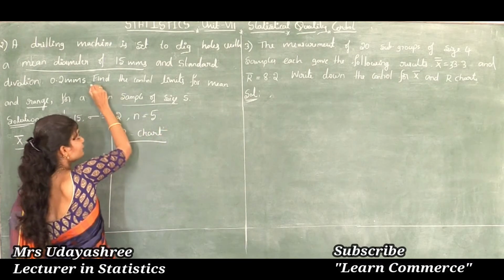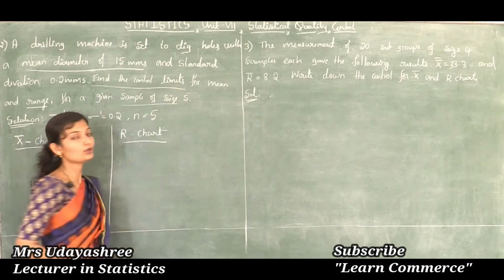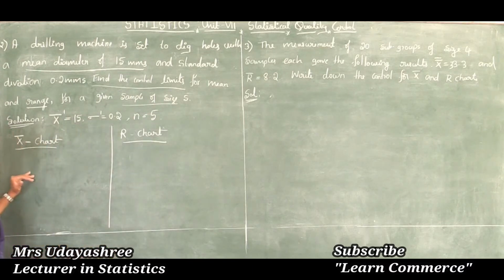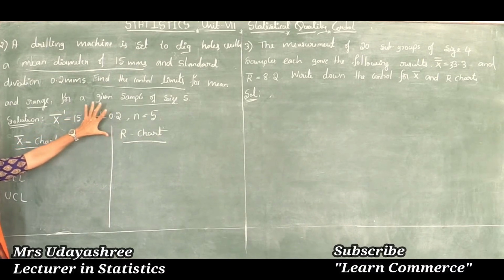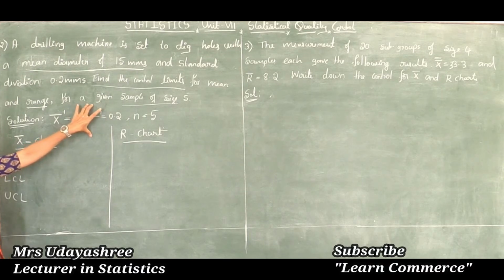See, here what we need to find? We need to find control limits. So what are the control limits? Control limits are central limit, lower control limit and upper control limit. Here x bar dash and sigma dash values are given, in the sense this is the standard known case.